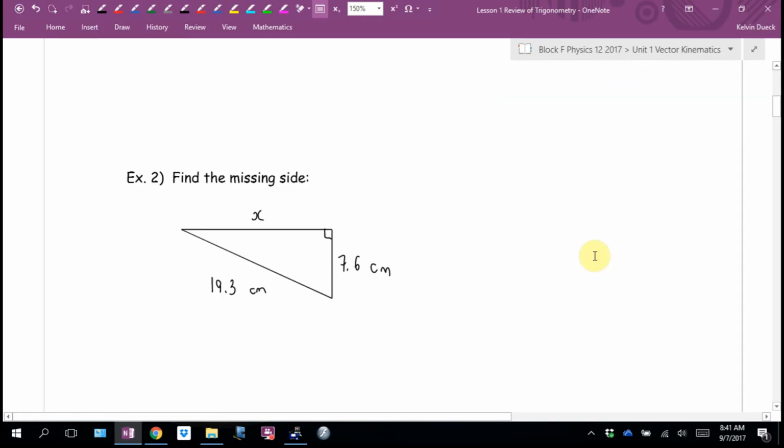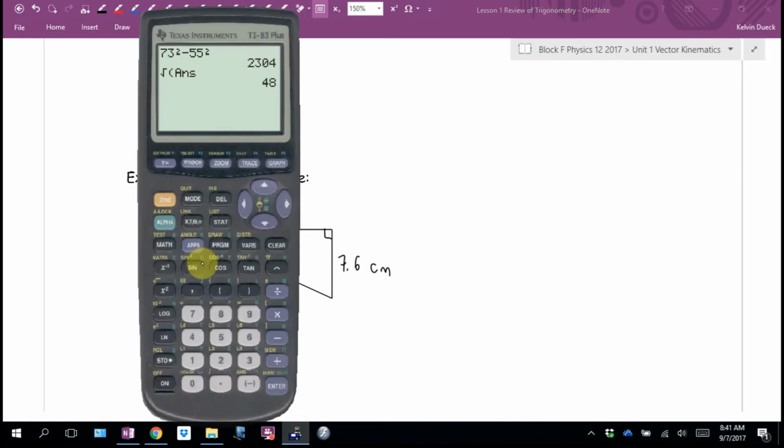Example 2 says find the missing side. I am perfectly fine if you look at that and say, oh, it's going to be x squared plus 7.6 squared equals 19.3 squared. And I'm perfectly fine, Zach, if you say, dude, it's going to be 19.3 squared minus 7.6 squared, and it's going to be the square root of that. And if you can go straight to the answer of 19.1, I'm good with that.